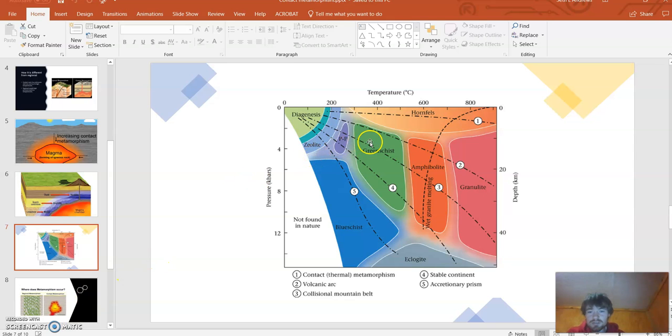Here's a picture that shows different temperatures. Diagenesis is not very high pressure or high temperature. Most contact metamorphism occurs, as we said earlier, at lower pressure, but much higher temperatures or lower temperatures, either or. As you can see, hornfels are generally the highest grade, and they roughly form at 600 degrees Celsius.